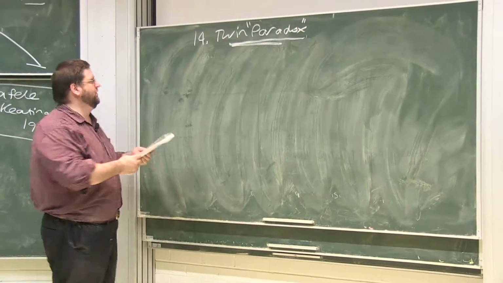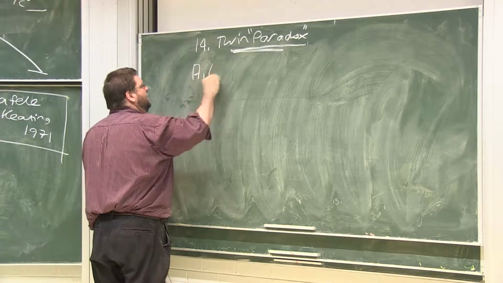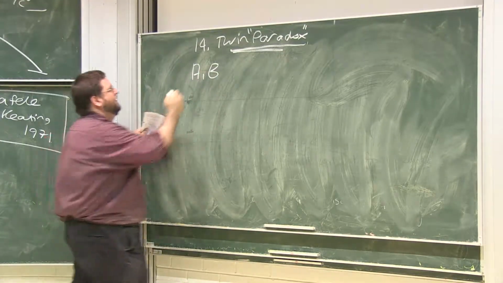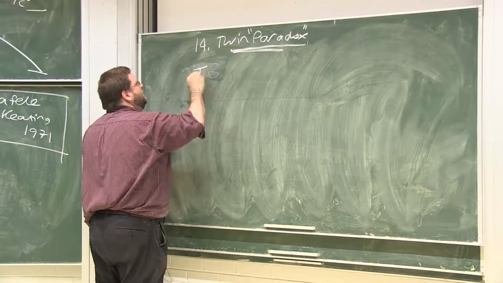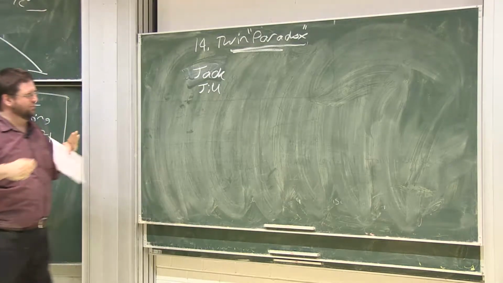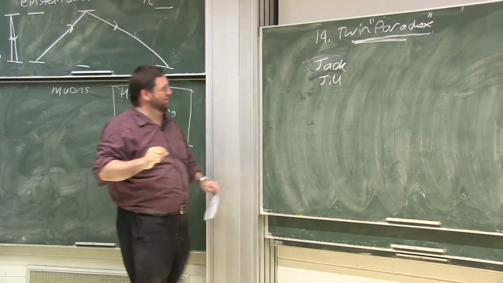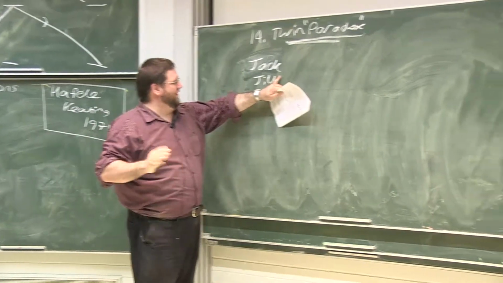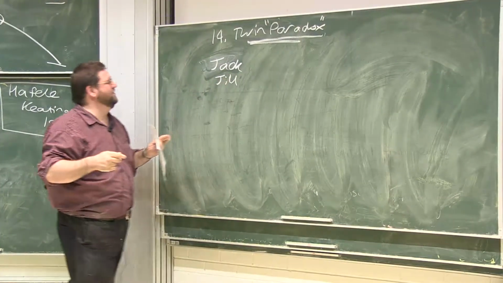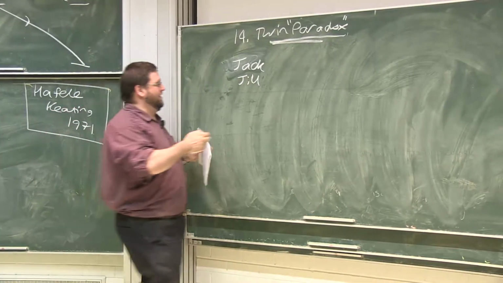So the twin paradox is as follows. We have two twins, A and B. In fact, let me call them Jack and Jill. Jack and Jill are both infinitely small, zero mass beings that were born at exactly the same instant of space-time in the inertial frame. You get the idea. Jack and Jill are twins. Jill is an astronaut and Jack isn't.